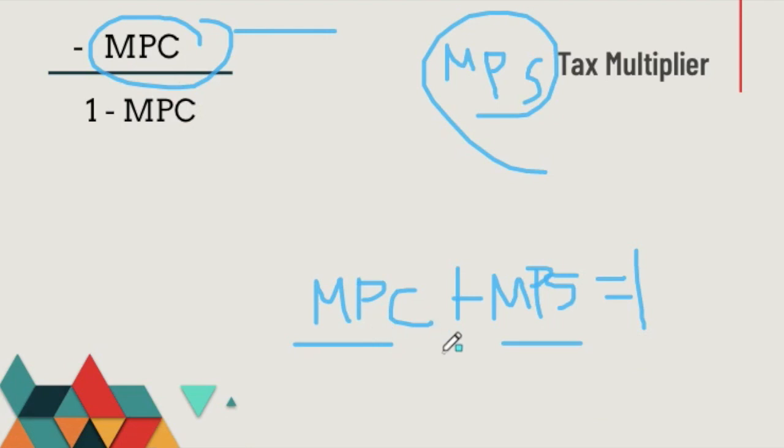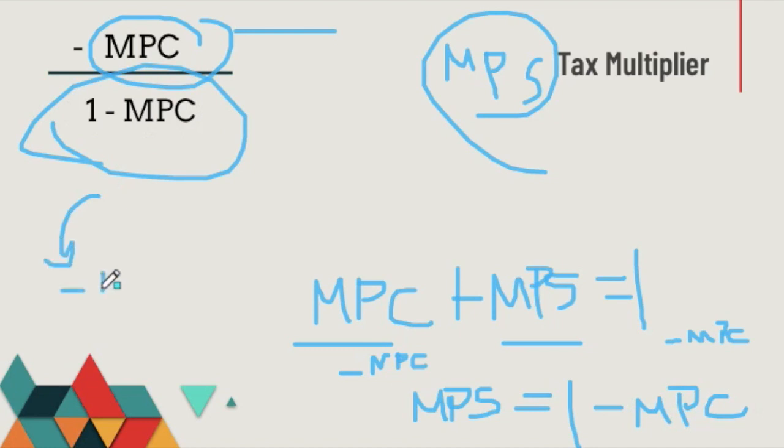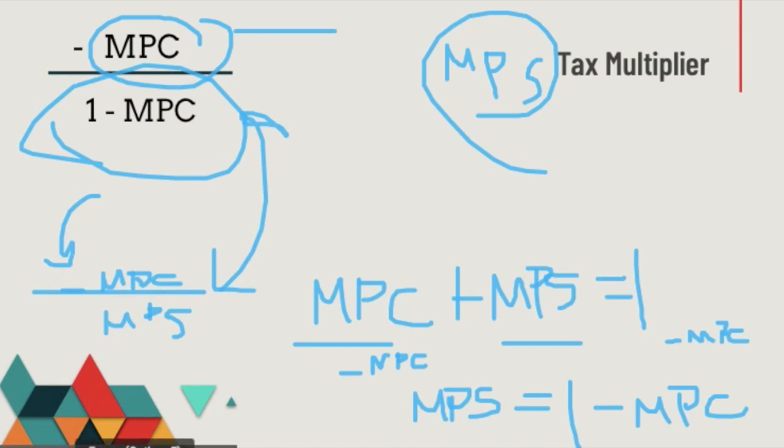This also means that if we just do simple algebra, take MPS and subtract MPC from both sides, we get MPS is equal to 1 minus MPC. And because we have 1 minus MPC in the denominator, we can rewrite this formula as negative MPC divided by MPS. And these two are going to mean the same exact thing.